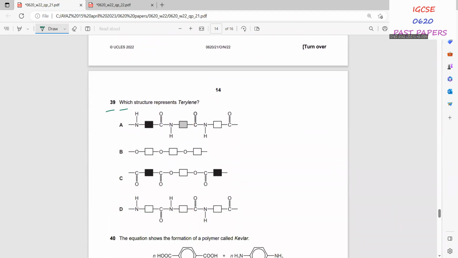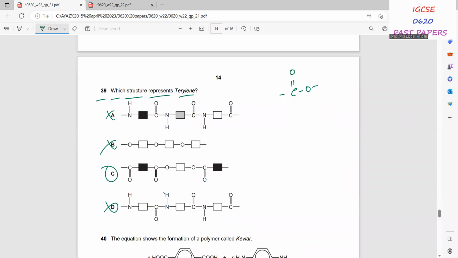39. Which structure represents the ester? The ester contains the linkage C double bond O, then O. So in choice A, it does not have this linkage. Choice B also, it contains an oxygen linkage. In choice C, we have this linkage. Choice C is right. I'm looking at choice D for your convenience. Again, we don't have this linkage. So D is also incorrect.